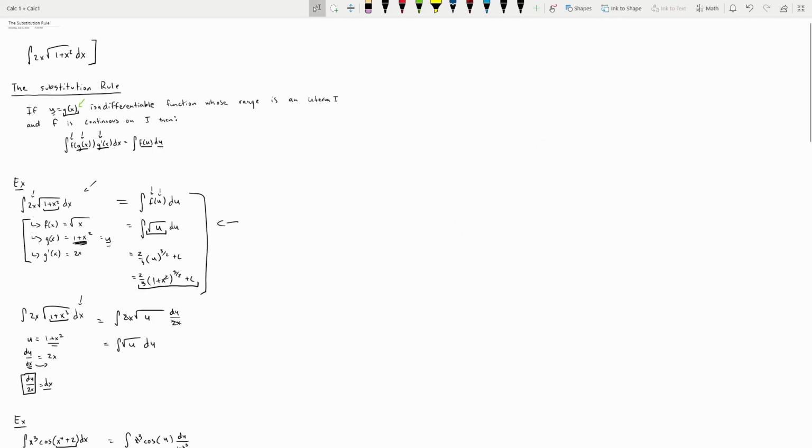That's it for the substitution rule. Essentially, it was just a way for us to manipulate the integral by substituting some function in and simplifying the integral to functions that we know how to find the integral of.